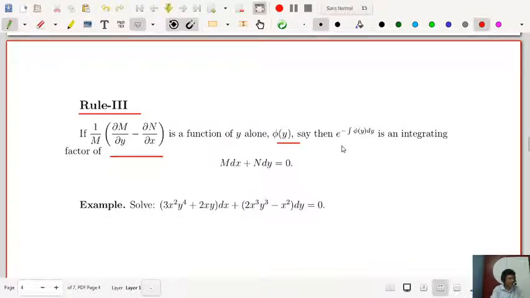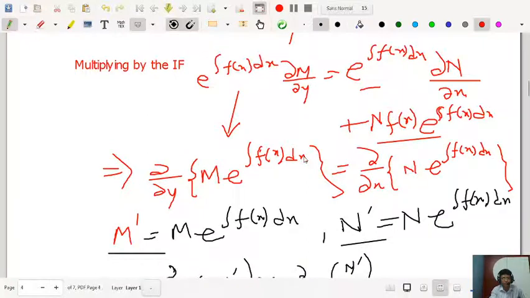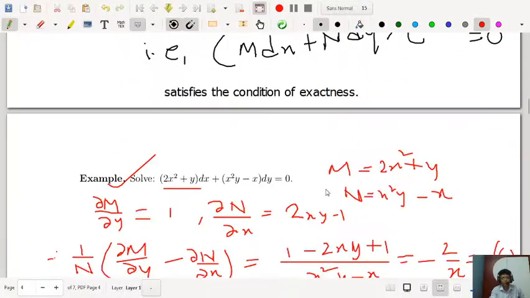So you have the same expression, this one, and you have 1 by m, and this e to the power minus phi y dy is an integrating factor of m dx plus n dy equal to 0. I am not going into the proof of that. The proof is similar to the previous one, and you can check it. The proof of this theorem is very easy, because you can take the help of the previous proof.